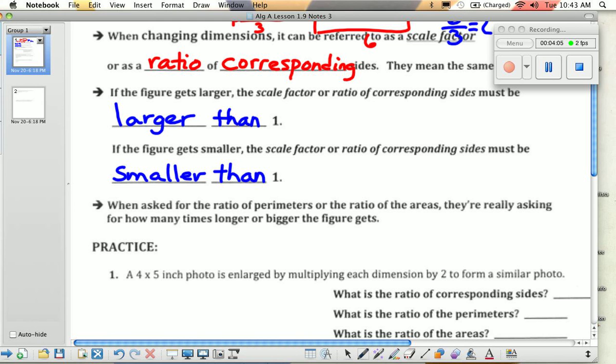And then here's just a little note I want you to read with me. When asked for the ratio of perimeters or the ratio of the areas, they're going to ask you that a lot. They're really asking you how many times longer, that's perimeter, how many times longer or bigger, that's area, does the figure get? We could also say it this way, how many times shorter or how many times smaller did the figure get? So when they're asking you for those ratio of perimeters, they're really just asking you what happened to the perimeter. How much did it change by? How would it compare to the other one? Asking for ratio of areas, same thing. They're asking you how does it compare to the other one in size.